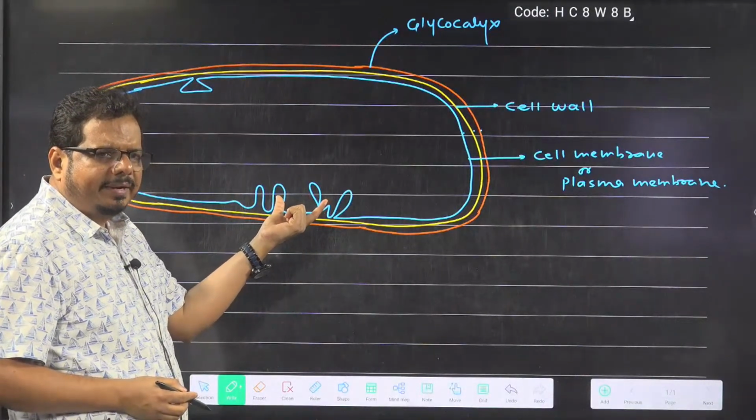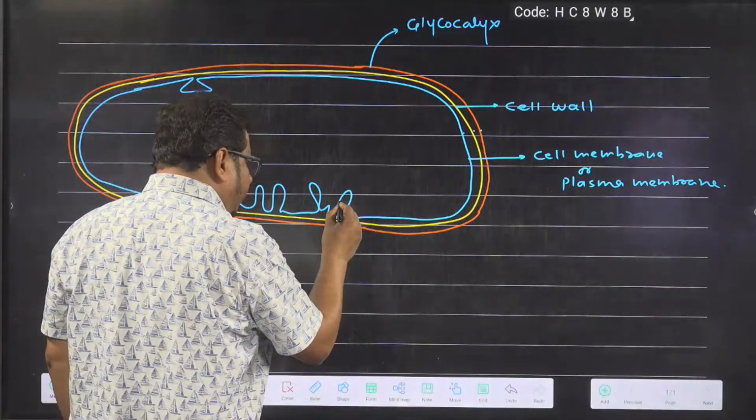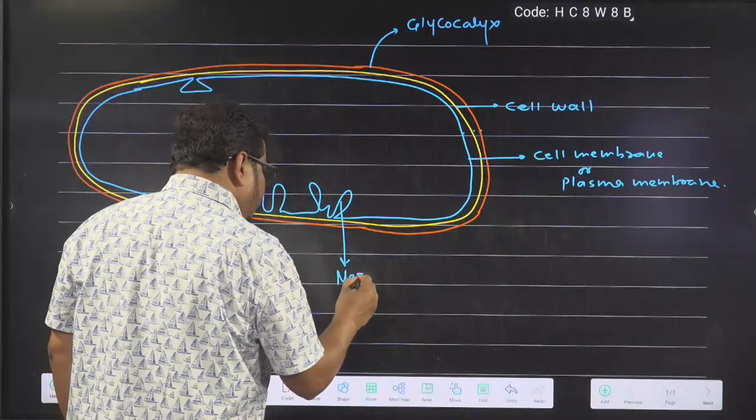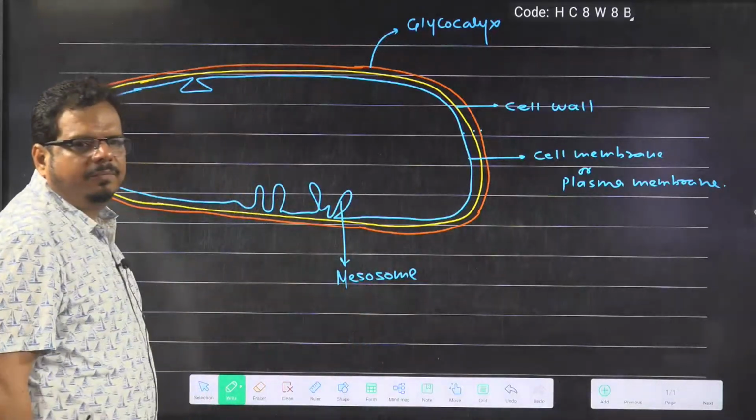Are you able to find it? This is an enfolding. This enfolding of the plasma membrane which is present in the innermost layer is called mesosome. This is mesosome. Got the idea?